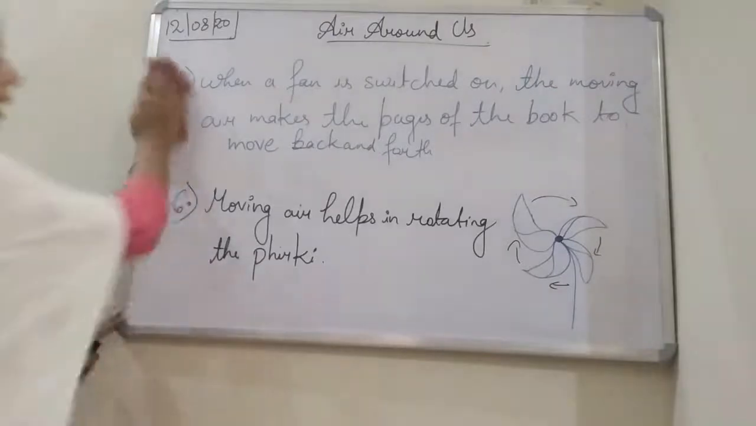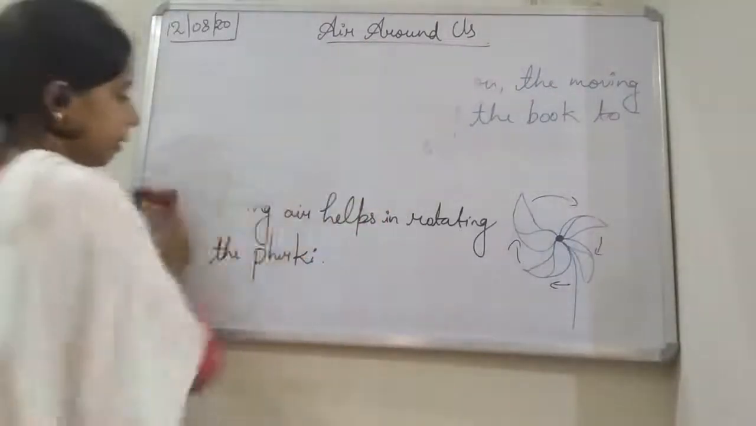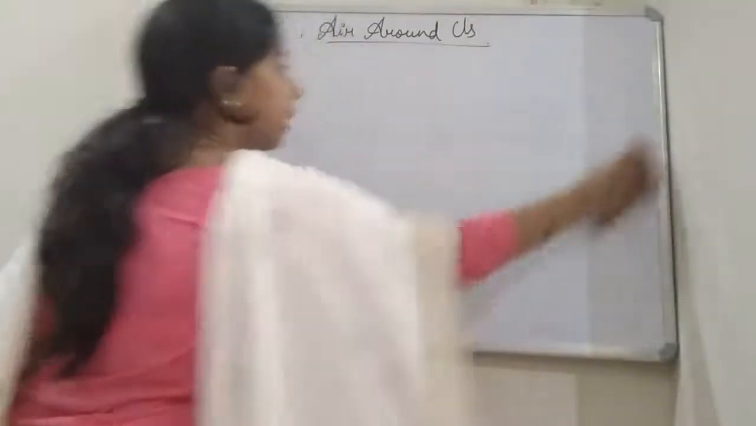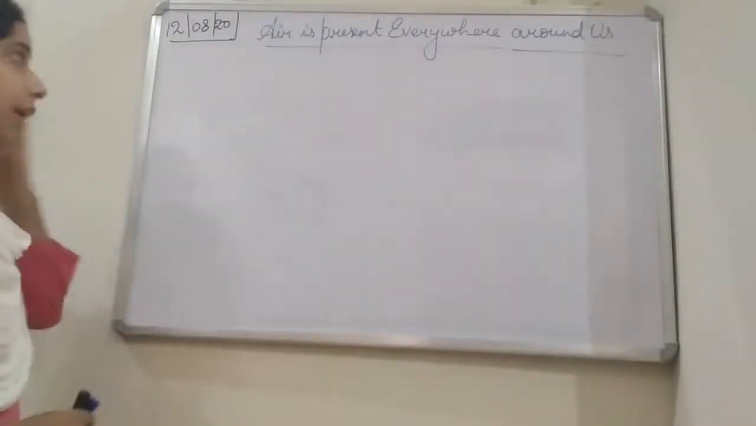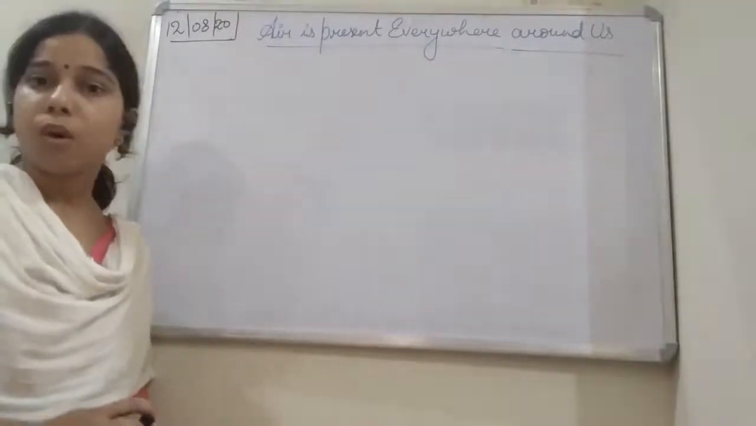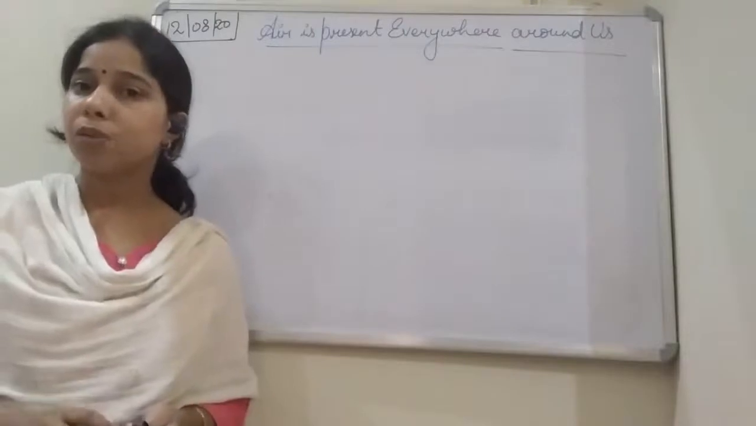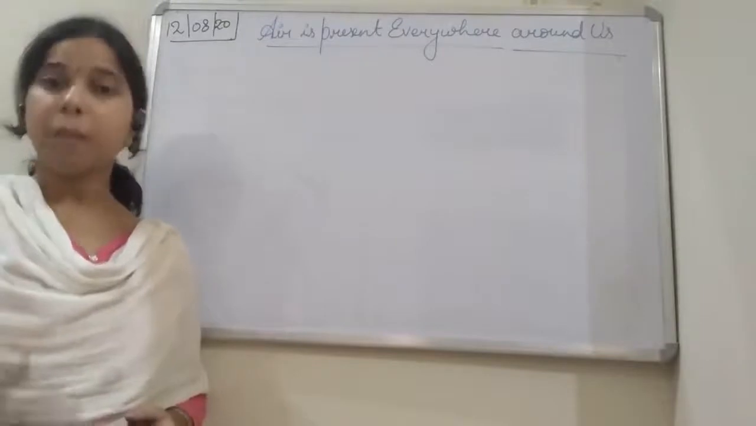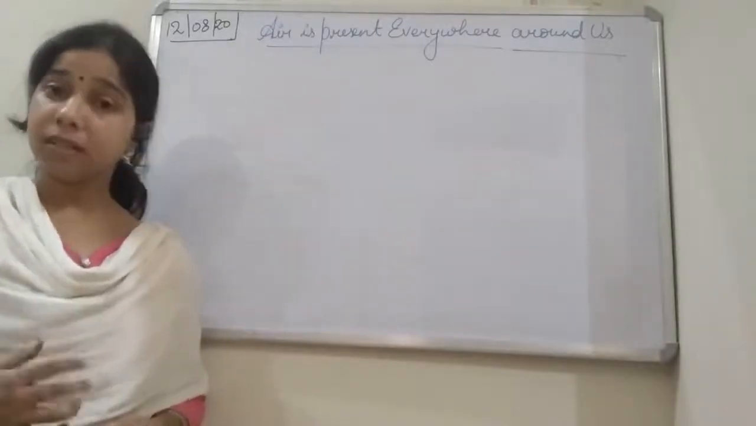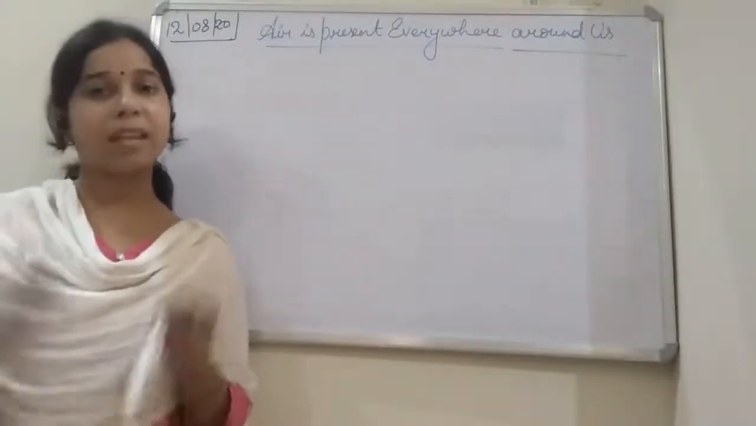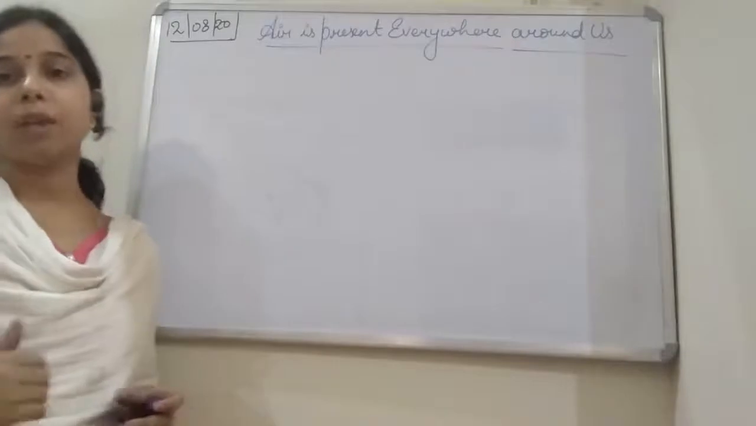Now we will move to the next topic, students, and that is air is present around us. Air is present everywhere around us. When we talk about air, students, what we had discussed is that air is something which we cannot see, but we can feel its presence. It means the air is present around us, in the surrounding, in the atmosphere, although we cannot see it.